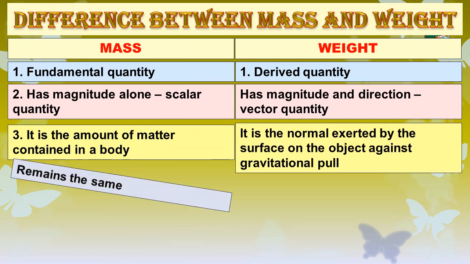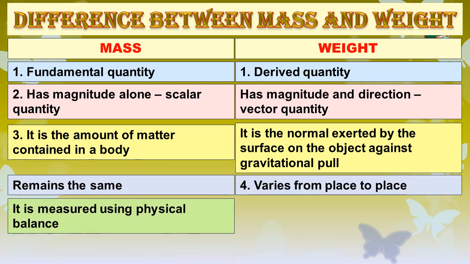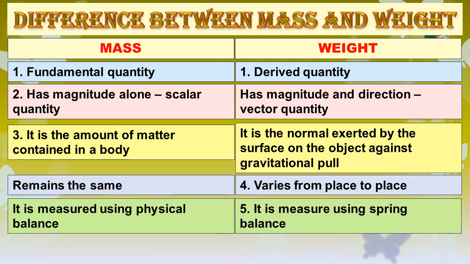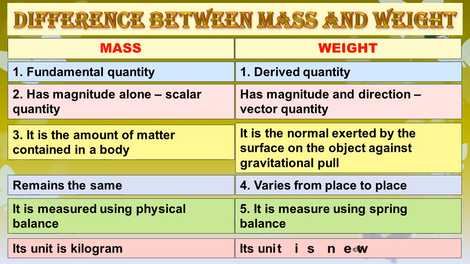The third point, mass is the amount of matter which is contained in the body. But weight is the normal force exerted by the surface on the object against gravitational pull. Mass remains the same, but weight varies from place to place. Mass is measured using a physical balance and weight is measured using a spring balance. The unit of mass.